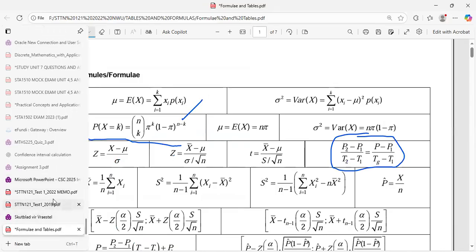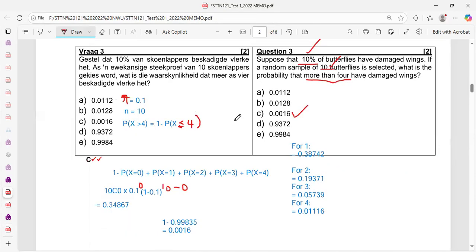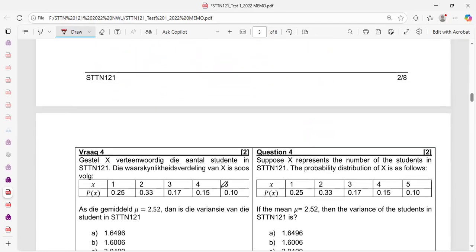Remember, you will always be given this and also this one. You just do the calculations. This one is for 0, this one is for 1, this one is for 2, this one is for 3, this one is for 4. Then you add all of them, then they will give you 0.99835. According to the method that I used, 1 minus 0.99835, you get 0.016. Option C. Hope you guys understand.